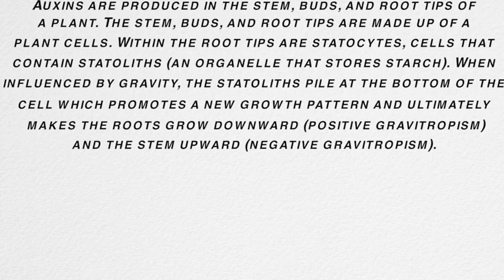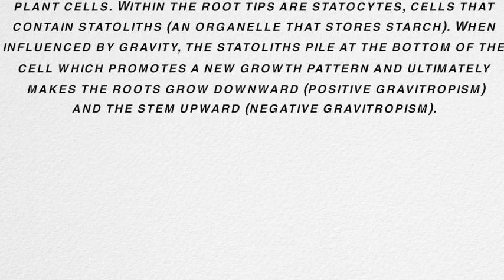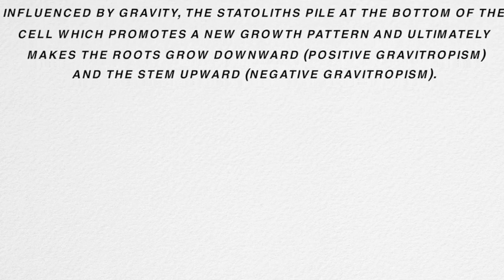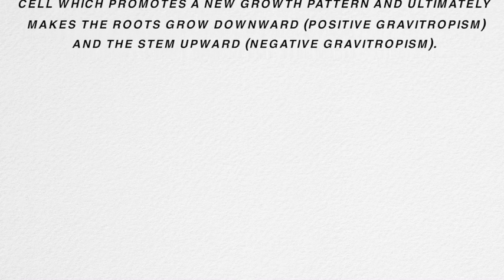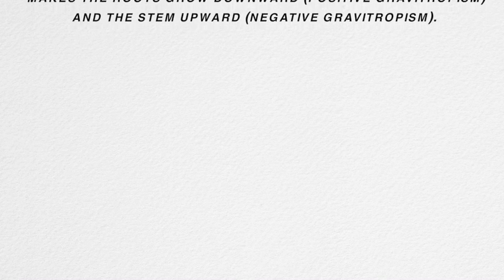When influenced by gravity, the statoliths pile at the bottom of the cell, which promotes a new growth pattern and ultimately makes the roots grow downward, positive gravitropism, and the stem upward, negative gravitropism.